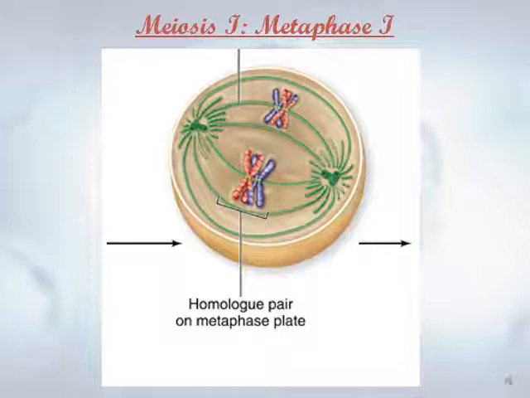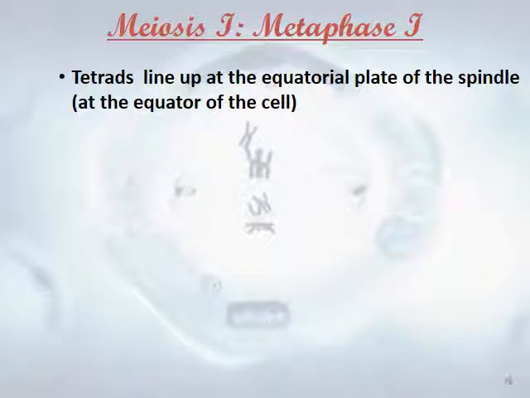Let's move now to metaphase 1. What happens during metaphase 1? We don't have chromosomes lining up, we have tetrads. They line up at the equatorial plate of the spindle fiber, at the equator of the cell.